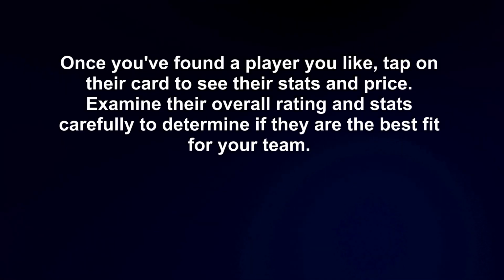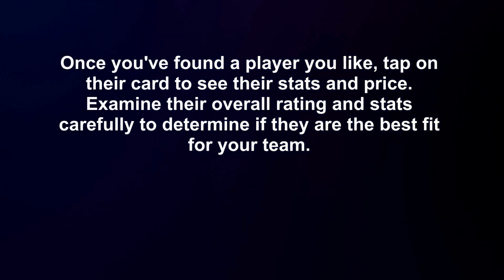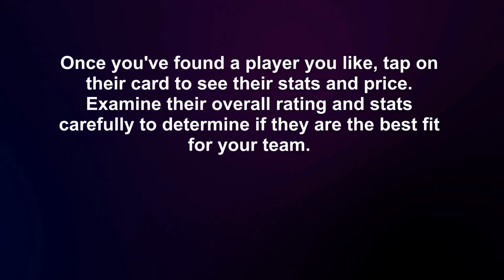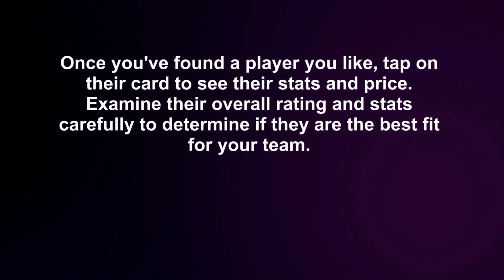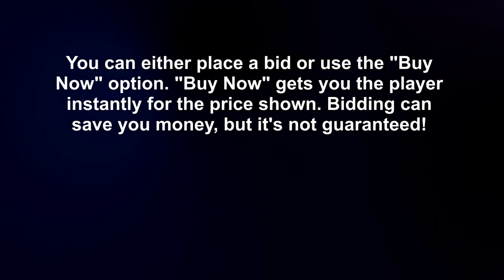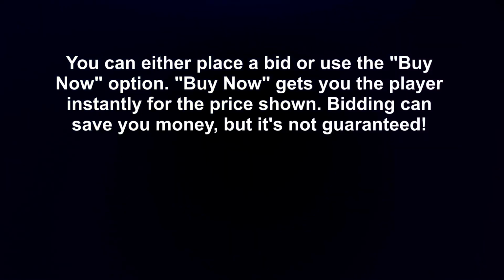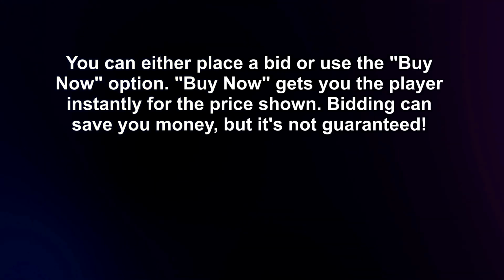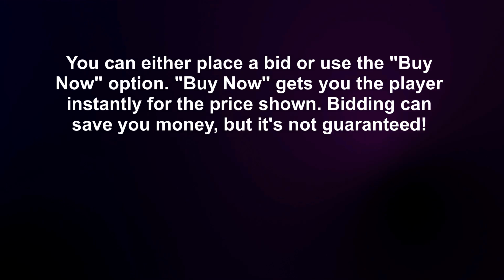Once you've found a player you like, tap on their card to see their stats and price. Examine their overall rating and stats carefully to determine if they are the best fit for your team. You can either place a bid or use the Buy Now option. Buy Now gets you the player instantly for the price shown. Bidding can save you money, but it's not guaranteed.